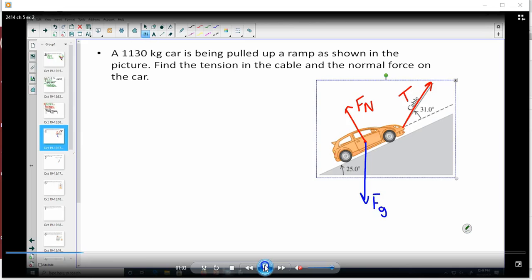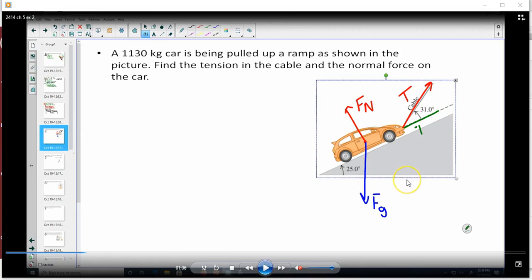If we set our coordinate system to align with the incline itself so that the positive x direction runs up the incline and the positive y direction would then be perpendicular to the incline, then the normal force is in the y direction, and we have a component of T in the y direction. There are components of gravity in the y and the x direction, and there's a component of tension in the x direction.